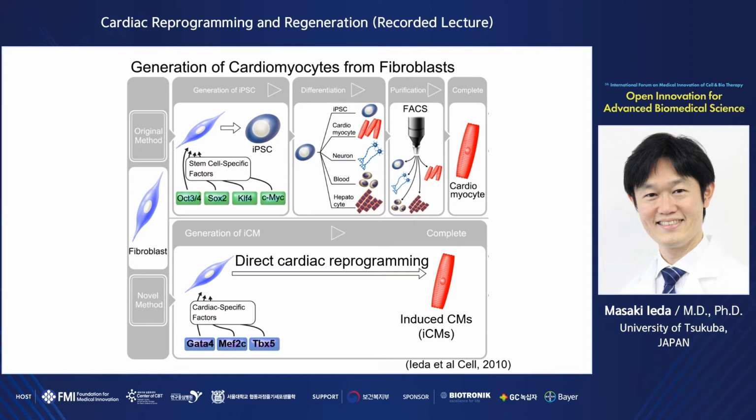In contrast, our strategy is direct cardiac reprogramming, shown in the lower panel. In this case, we found that with overexpression of cardiac-specific factors, GATA4, MEF2C, and TBX5, into the fibroblast, the fibroblast directly transdifferentiates into cardiac muscle cells without mediating through iPS cells. This is called direct cardiac reprogramming, or in short, cardiac reprogramming. The generated cardiomyocytes are now called induced cardiomyocytes, or iCMs. We found in 2010 that GATA4, MEF2C, and TBX5, in short GMT, are cardiac reprogramming factors in vitro.